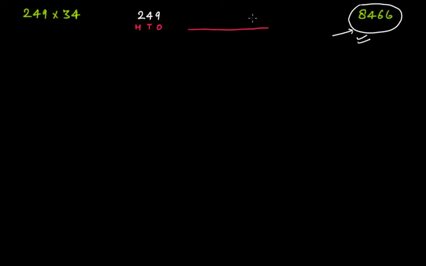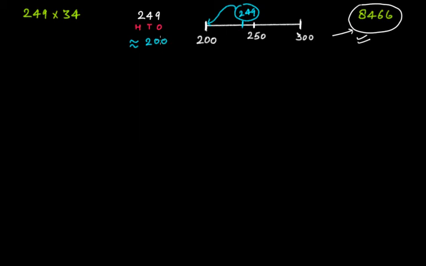The two close hundreds will be 200 and 300. These are the two close hundreds to 249, and in the center will come 250, right? And our number is 249. To round off this 249 to its greatest place, we'll round off 249 to the nearest 100. So 249 is nearer to 200 than 300. So 249 will be 200.